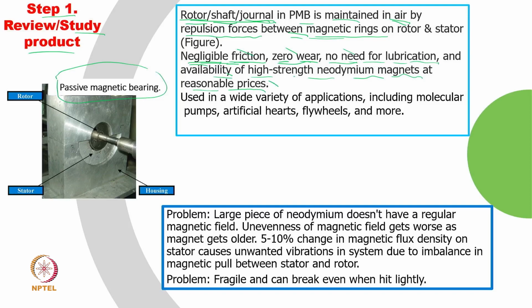Because of so many applications, these kinds of bearings have been utilized in flywheels, artificial hearts, and molecular pumps. So, there are a number of applications of the PMBs, or permanent magnetic bearings. The question comes: how do they apply it and how do they really control it?